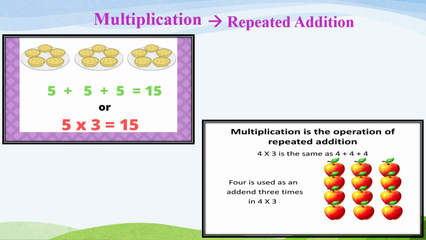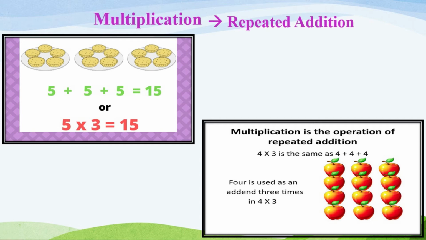Multiplication is the operation of repeated addition. Here given apples. Here given 3 columns. Each column has 4 apples. So now again we can add it. 4 plus 4 plus 4. We get 12 apples. This is addition.